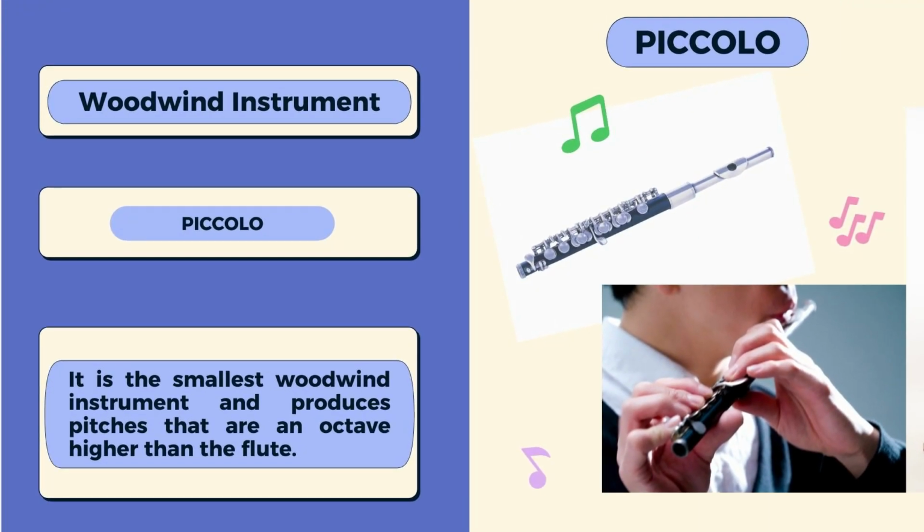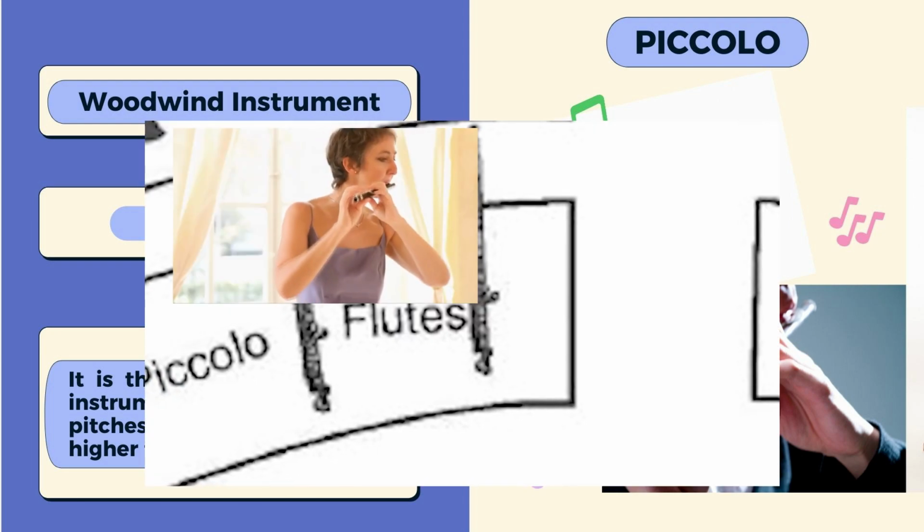Piccolo. It is the smallest woodwind instrument and produces pitches that are an octave higher than the flute.